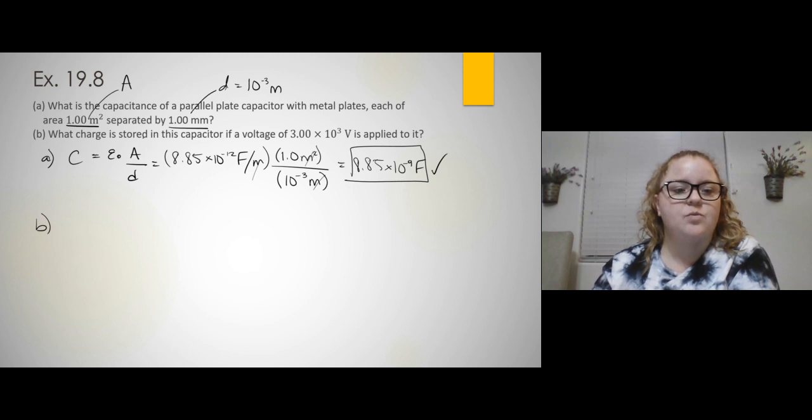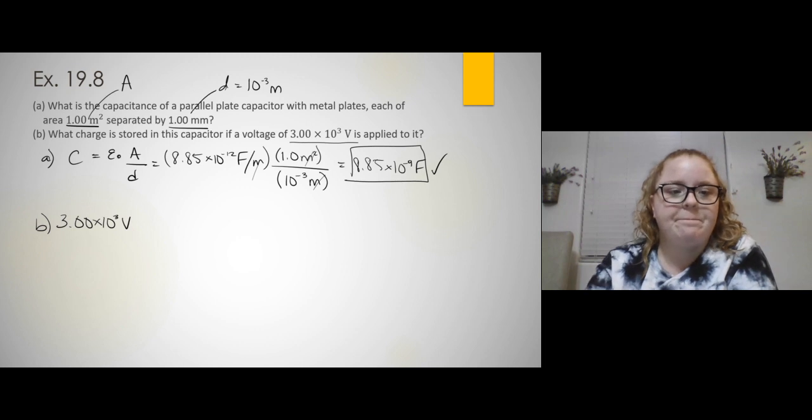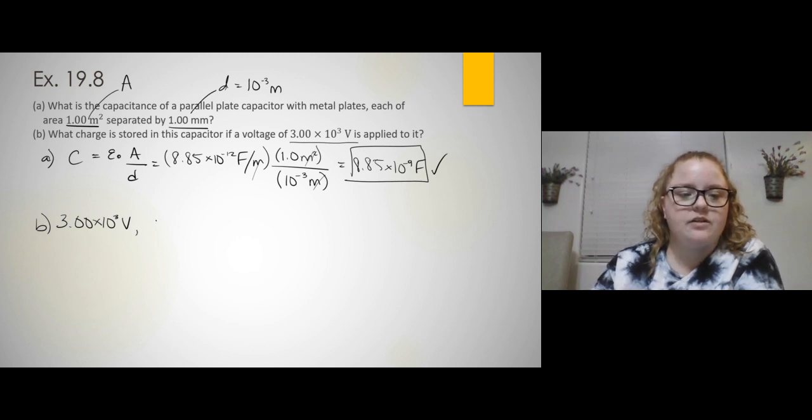Now the second part asks what charge is stored in this capacitor if a voltage of 3.00 times 10 to the third volts is applied. So we want to know Q, the charge stored.